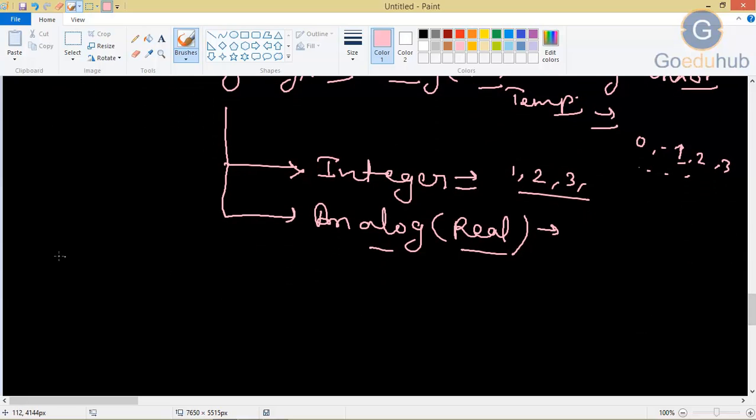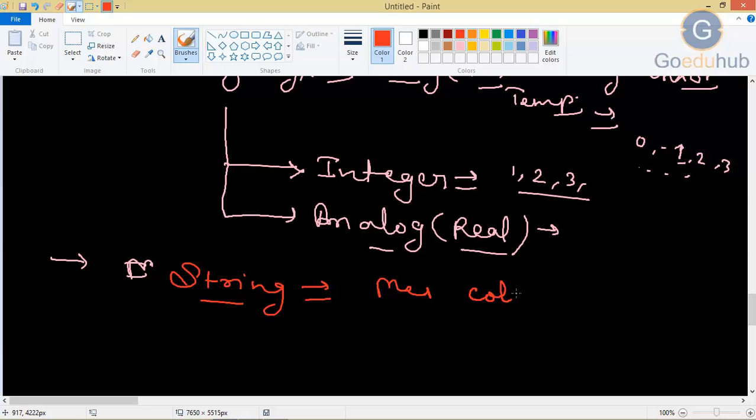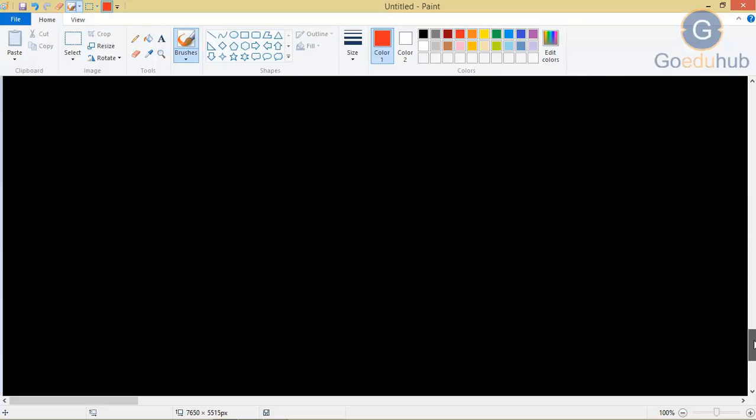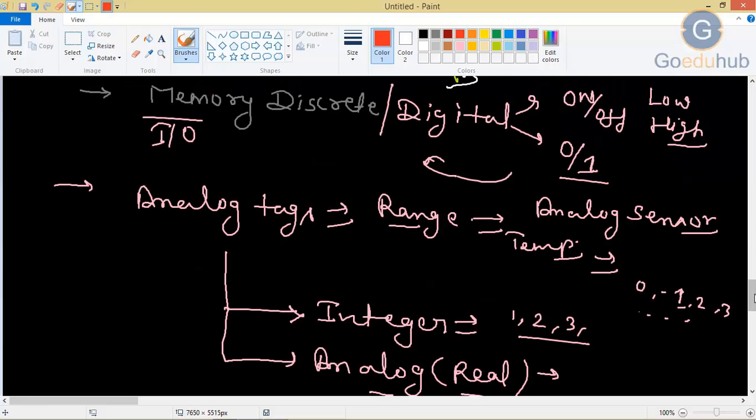Then after that, the third type that we have is a string. Okay, when you have to show any kind of message in SCADA, you will go for these tags, okay, which represent, or you can say, collections of characters, okay, that is all about tags.